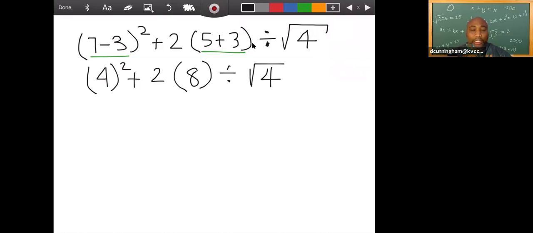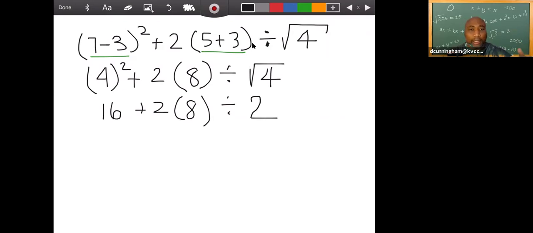Now, since all the parentheses are done, now let's do the next thing, which would be our exponents or our roots. In this case, we have roots and exponents as far as powers. And so we do 4 square, which is 16, 4 times 4, plus 2 times 8. We'll come back to that later. Divided by the square root of 4. We do that because that is a root. That's an exponent. And so the square root of 4 is 2. So we're done with that step.